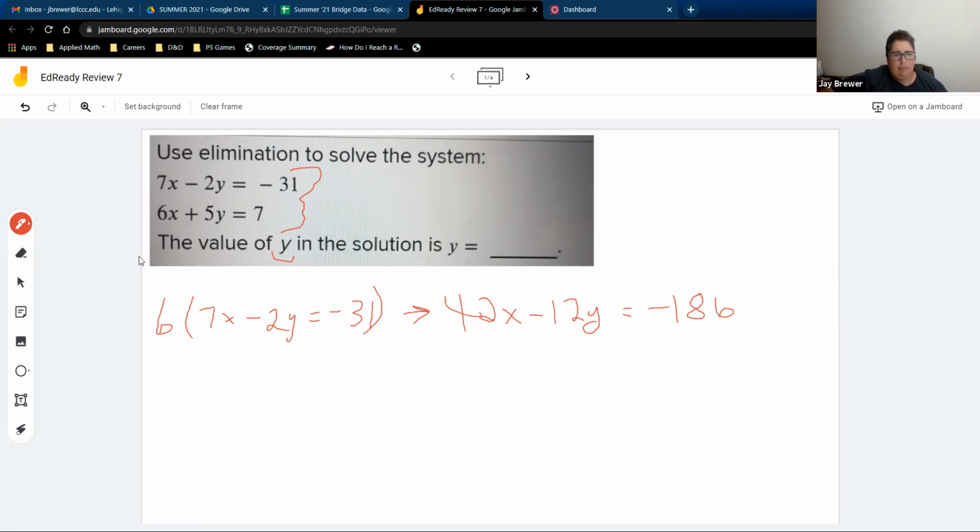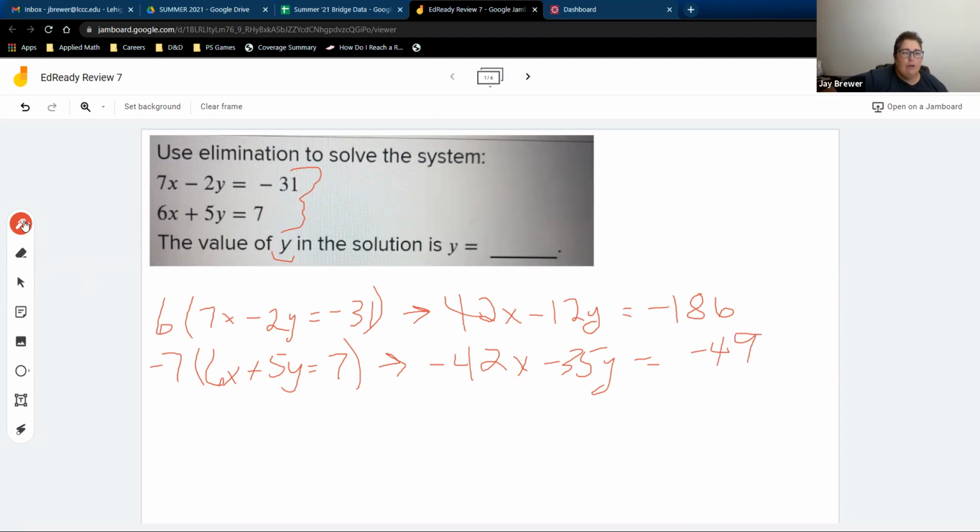All right, so what we're going to multiply the second equation by is a -7, because what you want to pay attention to is that both of these have the same sign. So you want to end up changing one of the signs. So we're going to change the bottom sign by multiplying by a -7. Okay, so here we get a -42x, a -35y, and a -49.